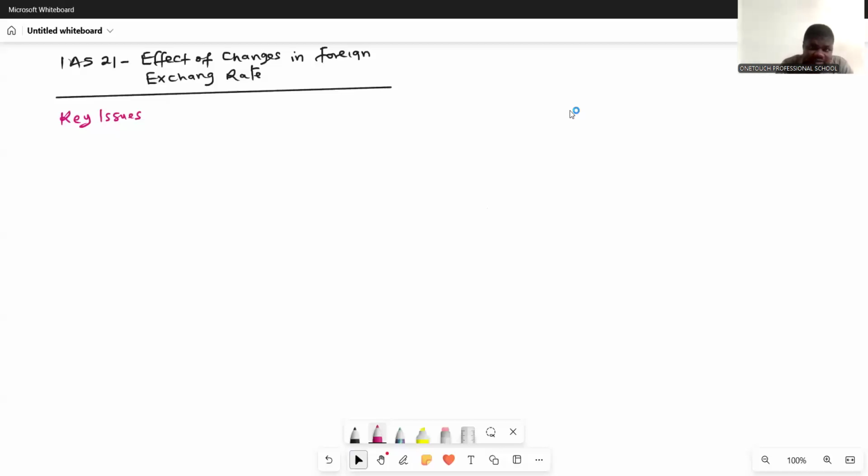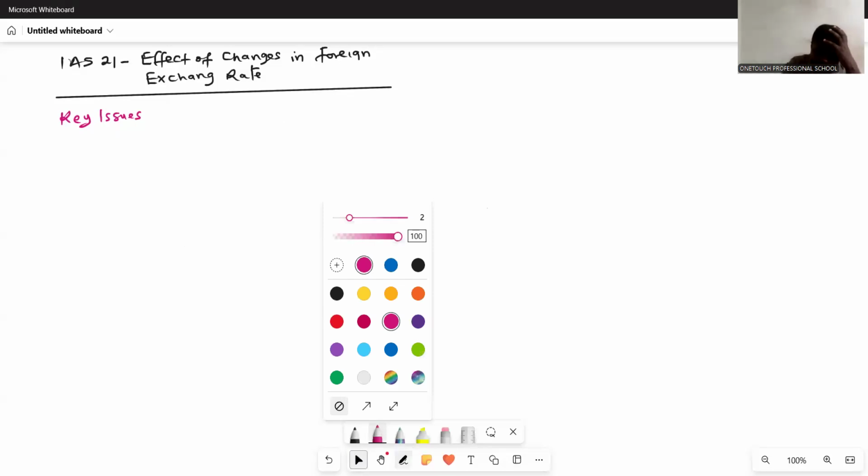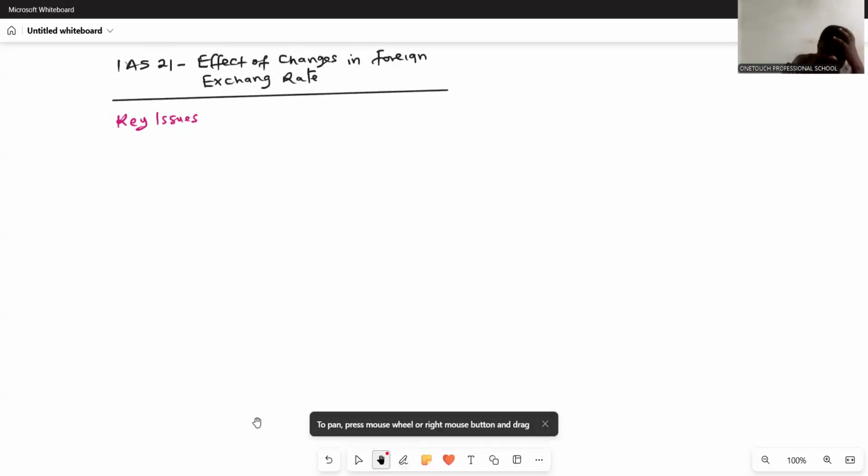So tonight we want to look at IAS 21. We are taking it from scratch. I can see that in the public sector exams for some time now, they are so much interested in IAS 21. It is also known as IPSAS 4. Everything is the same under IPSAS 4.